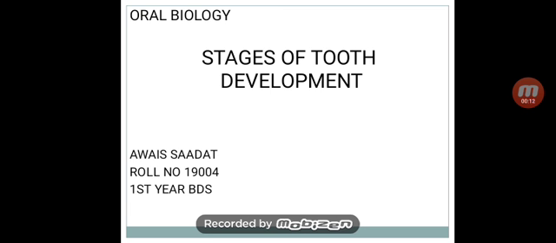Actually, tooth development is a continuous process, but for the sake of perception, we divide it into three stages: bud stage, cap stage, and bell stage. These are named according to their appearance. For example, if it looks like a bud shape, then it is the bud stage. If it looks like a bell shape, then it's the bell stage, and so on.